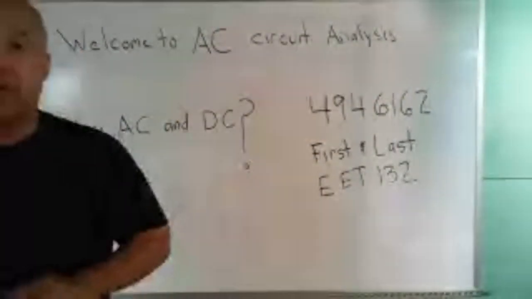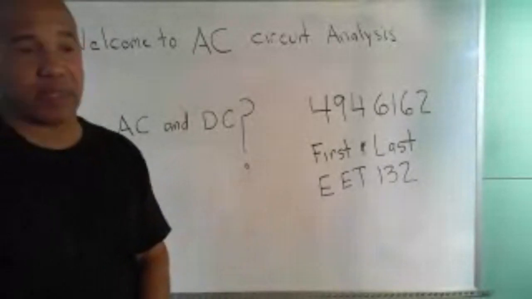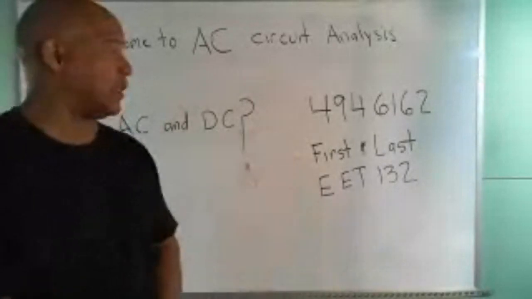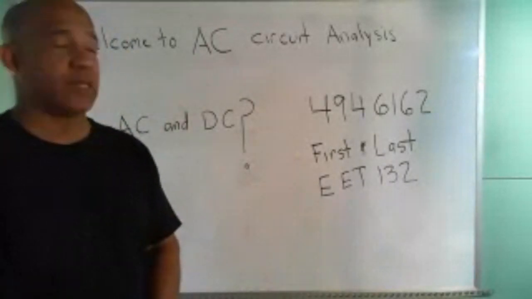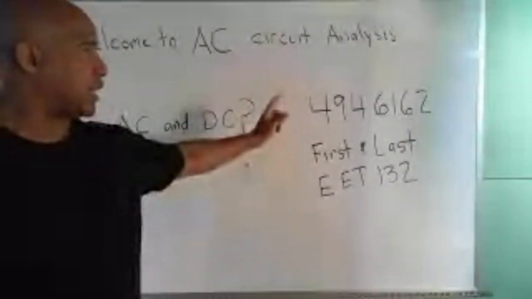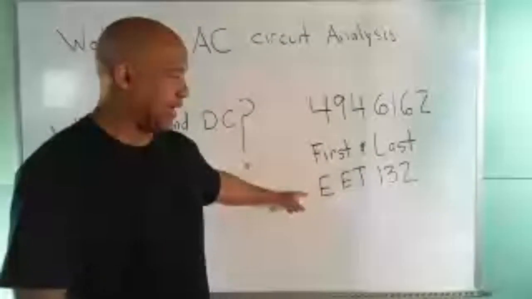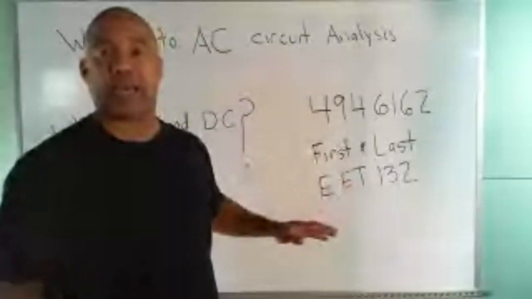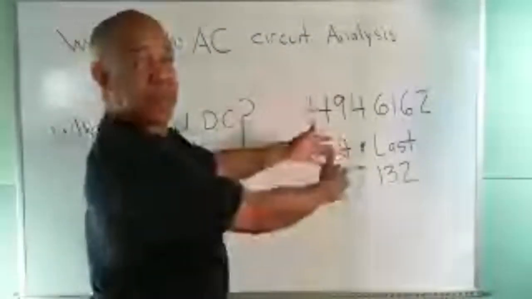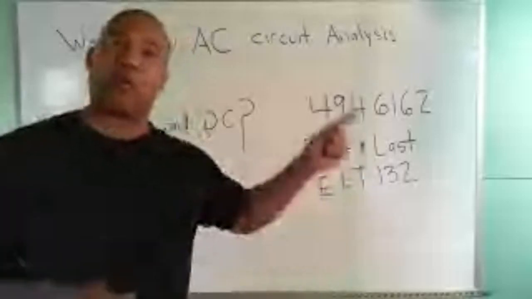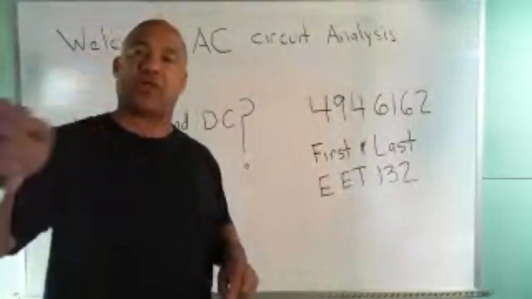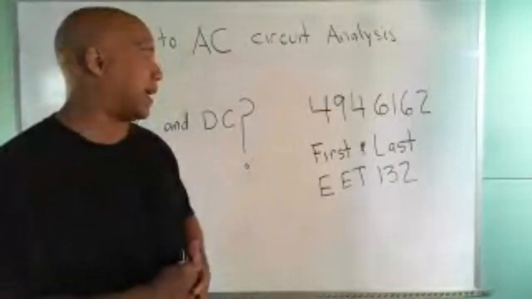If you don't do it, then I'm going to mark you as being absent. That's the only way I know to take attendance. So I'll wait a few minutes to give you a chance to text me at that number. Put your first and last name in the text. Put EET 132. That's important because I have like 3 classes and everybody's sending me a text. So when I go through and look at the text, I need to know what class you're in so I can mark you present for that class.